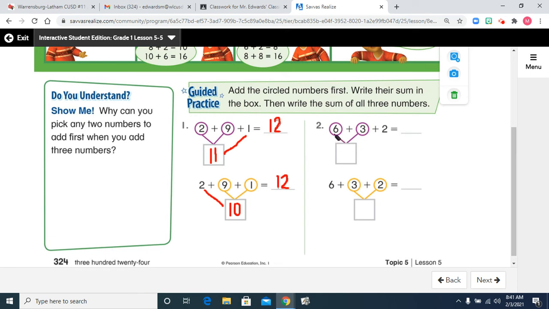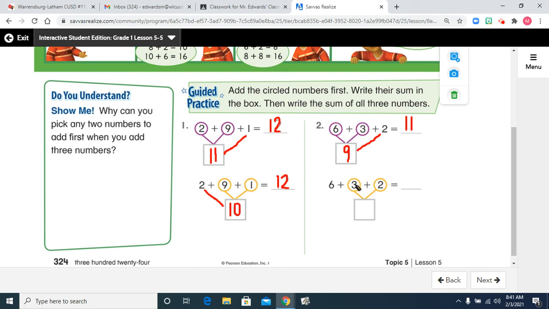Do the top first and then do the bottom, and then we'll go through it. All right, number 2. They started with 6 plus 3. And if you get on your number line or number grid, or you might know this in your brain, 6 plus 3 equals 9. And then all we have left are two numbers, 9 and 2. And we know that 9 plus 2 equals 11. 9, 10, 11.